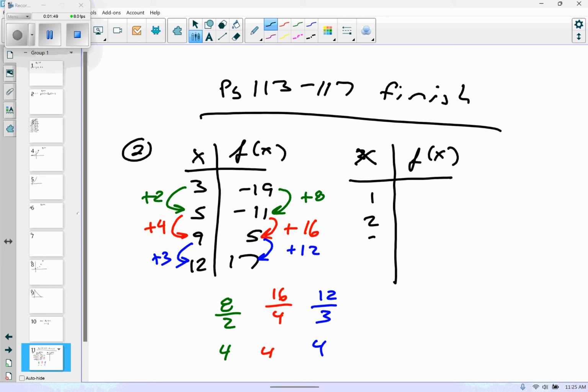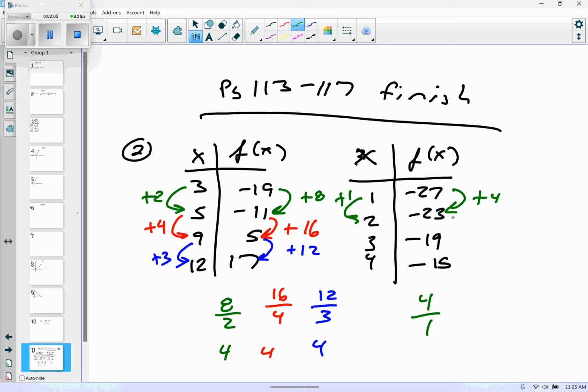You got 1, 2, 3, 4, and you got negative 27, negative 23, negative 19, negative 15. From here to here, that's added 4. From here to here, added 1. So I get 4 over 1. And it's the same here. That's another 4. That's another 4. So we still have a slope of 4.